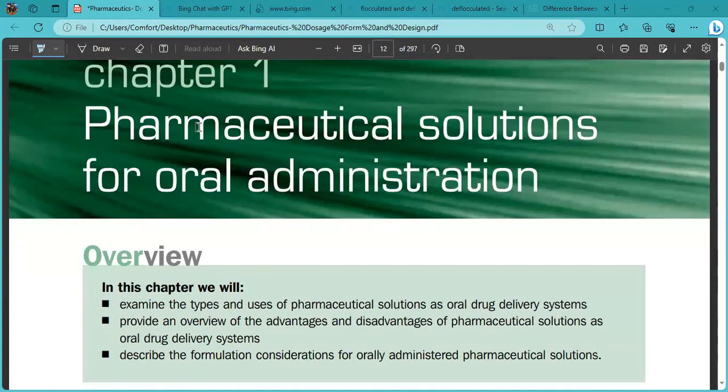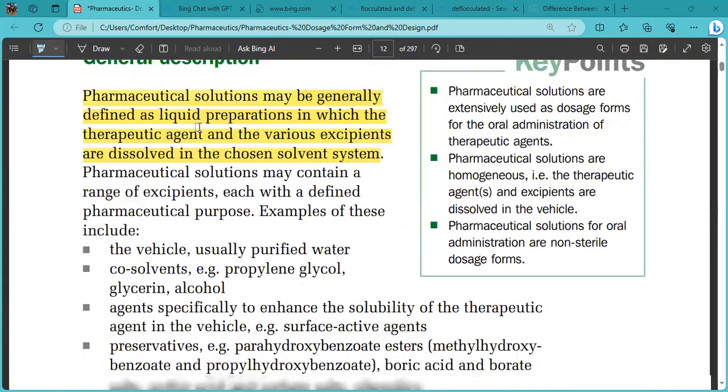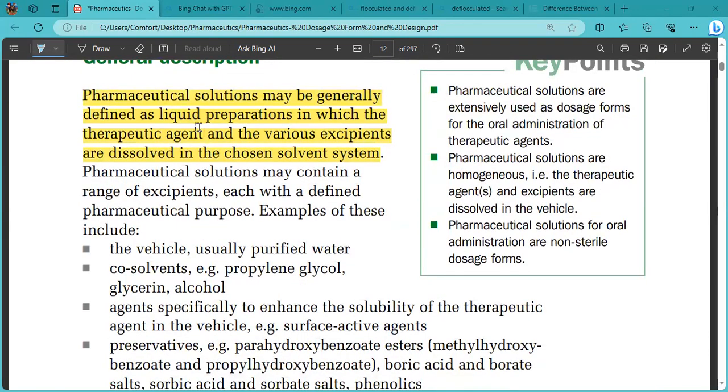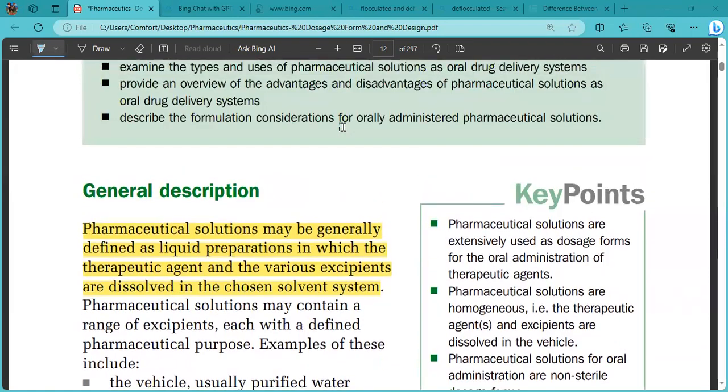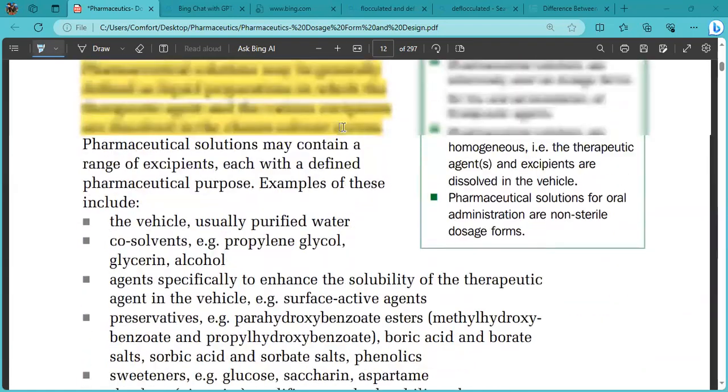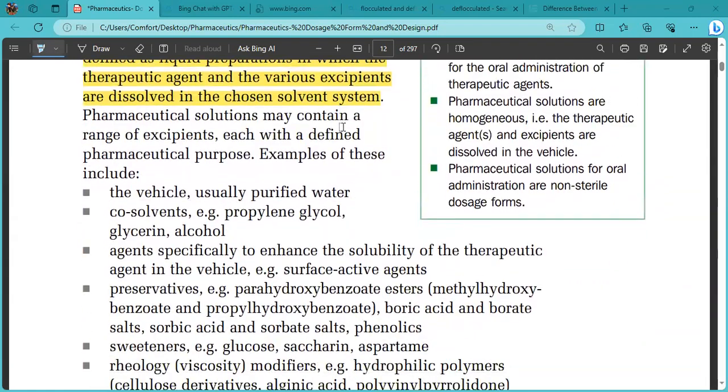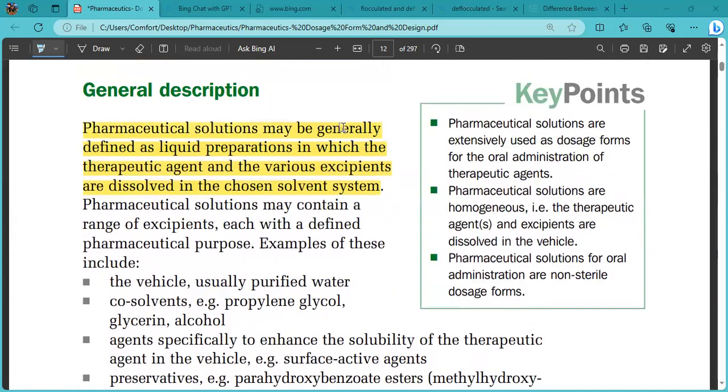So I'm going to start with the oral dosage forms. Basically, oral dosage forms are mostly liquid preparations in which the API has been dissolved in a liquid vehicle, which is now used as the delivery system for the medication. The pharmaceutical solutions come in different forms. There could be syrups, there could be elixirs, there could be tinctures.